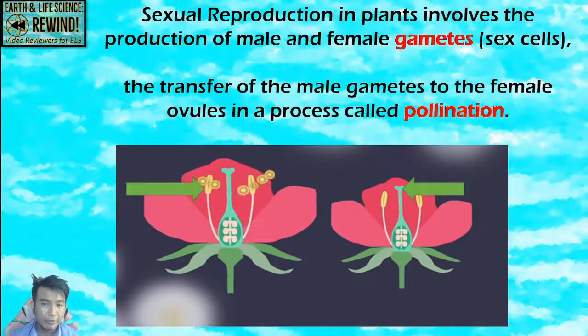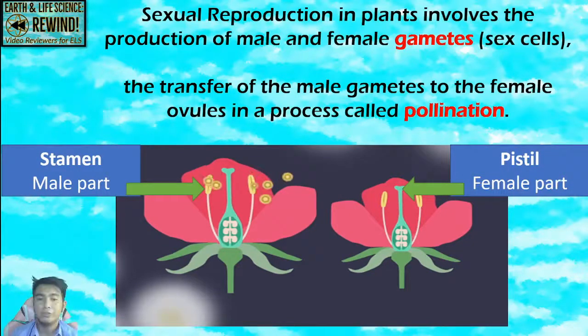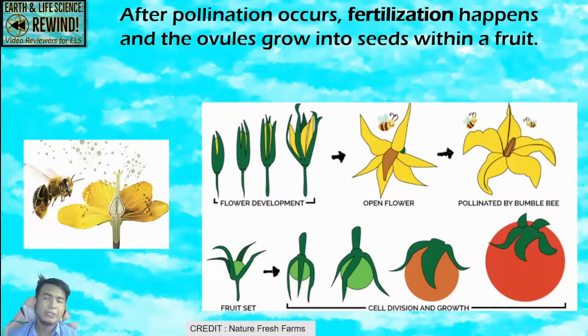The transfer of the male gametes to the female ovules is the process called pollination. So you can see here that the pollen is getting transferred to the pistil, okay, inside and fertilizing the ovules. After pollination occurs, fertilization happens and the ovules grow into seeds within a fruit. So here you see flowers developing fruits and the ovules developing into seeds.